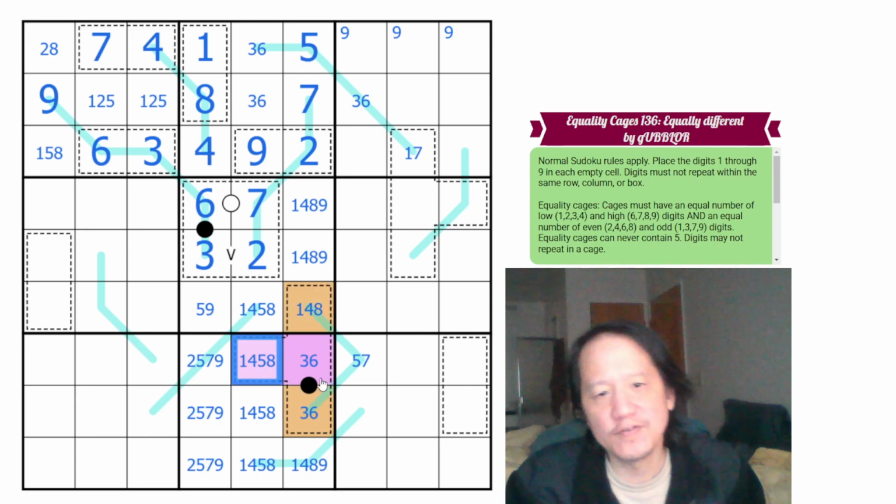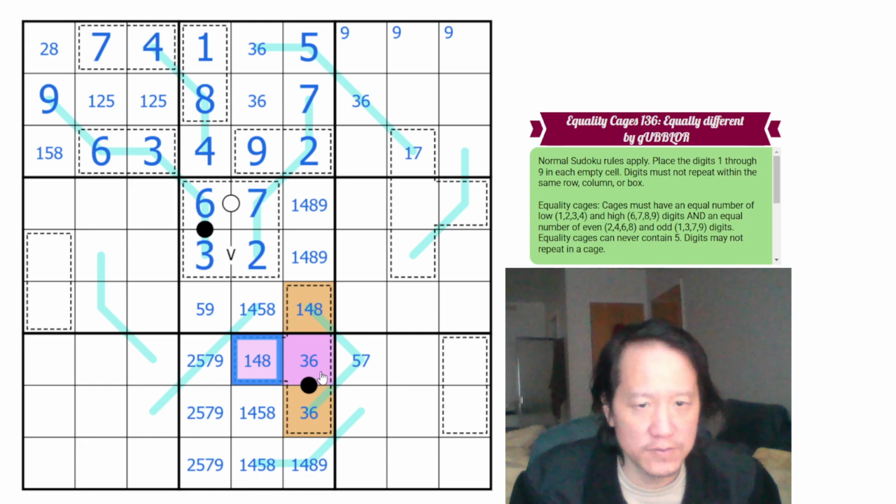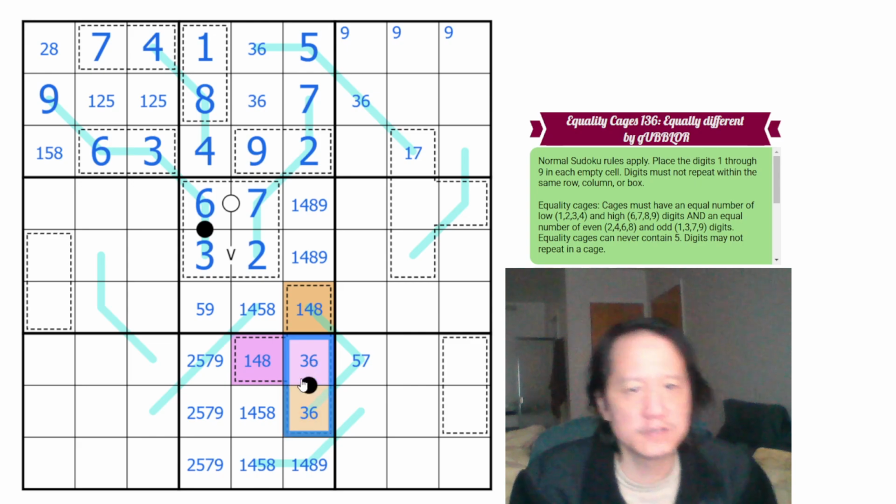This cannot be 5, right? So we have a low digit here. And we have a 6.